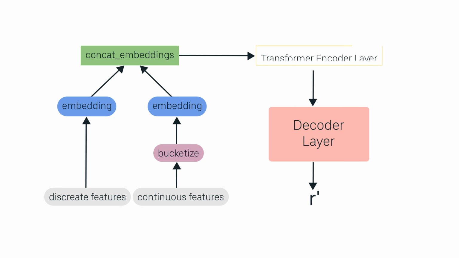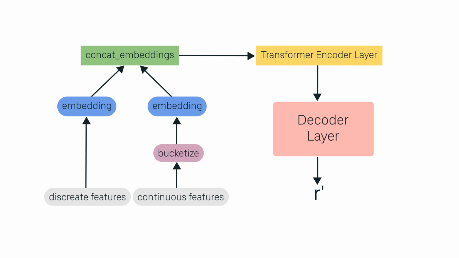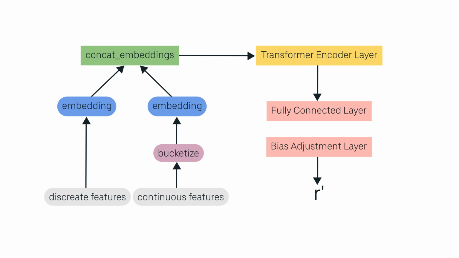Uber's ML system uses a transformer encoder for feature interaction, and it contains two different layers for decoder. The first layer in the decoder is a standard fully connected layer, whereas the second layer is a bias adjustment layer. But what is this bias adjustment layer?